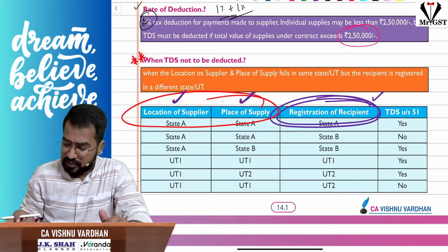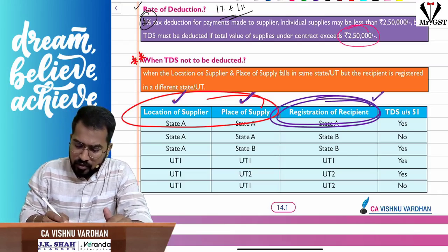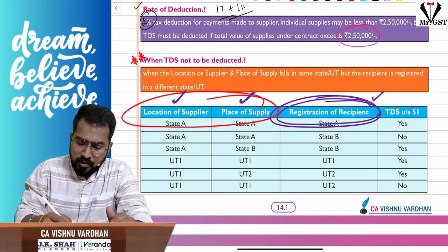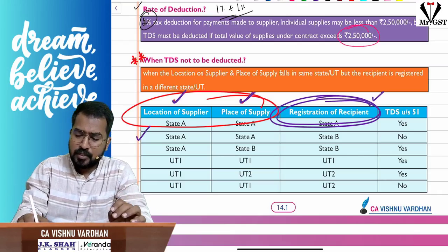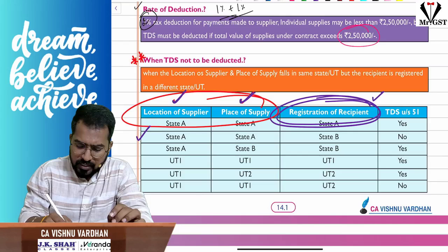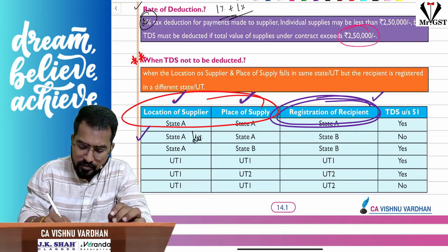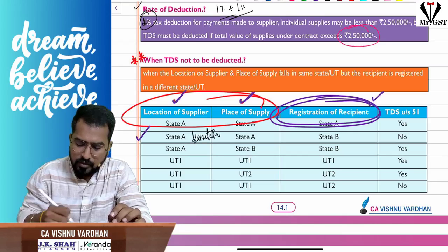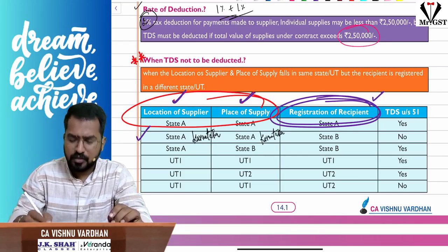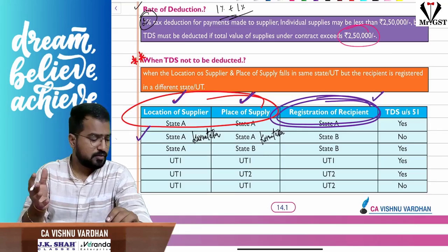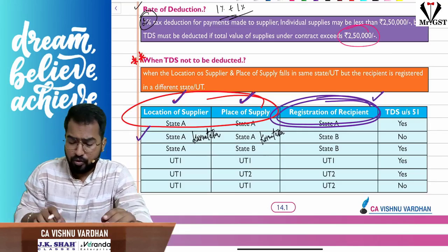Why? Because see, for example, here look at this second case. Suppose, imagine location of supplier is in Karnataka, place of supply is also falling in Karnataka. Now you tell me, when location of the supplier and place of supply is falling in Karnataka, you call it as what?